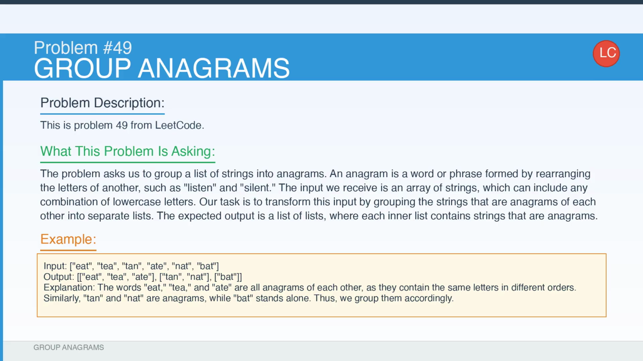Here, we will receive an array of strings as input, such as eat, tea, tan, ate, nat, bat. Our task is to transform this input into a structured output, a list of lists, where each inner list contains words that are anagrams of one another. In this example, we would output eat, tea, ate, bat. Notice how eat, tea, and ate share the same letters arranged differently, while tan and nat form another group, leaving bat as an individual entity. Let us embark on this analytical journey together.